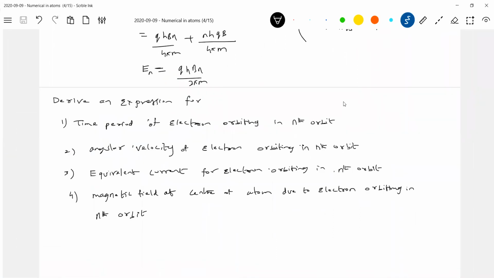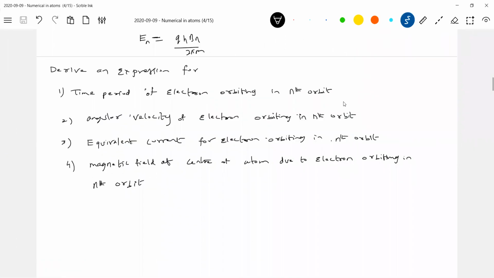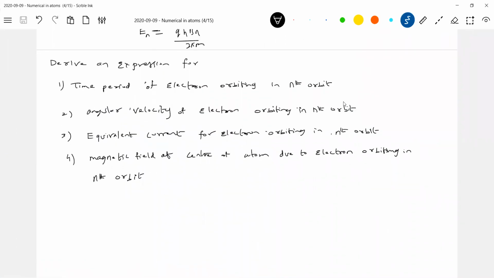Let's go back again to Bohr's atomic model. So we just focused on other things. Now he's asking about the time period and all other quantities. What about the time period of the atom revolving? Because we just focused on radius and velocity, even other quantities can be asked. What are the other quantities? Time period of the electron orbiting in the nth orbit.